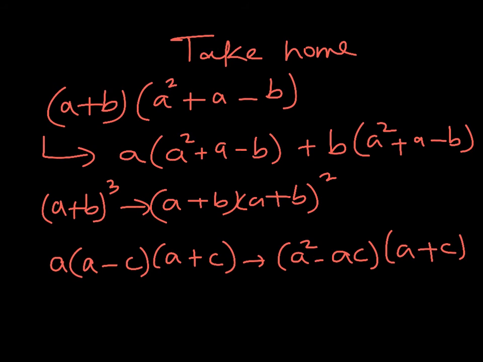So, just like we've always done, try to distribute the content of the smaller bracket, because that's easier to work with, to the content of the larger bracket. For example, if you have (a + b) into (a² + a − b), this bracket has 3 terms, this bracket has 2 terms, so it's better you distribute the bracket that has 2 terms to the one that has 3 terms. And don't forget any of the factors when you are multiplying.